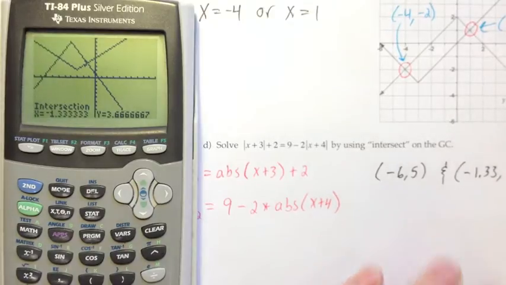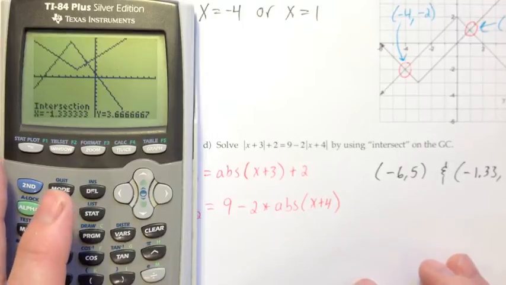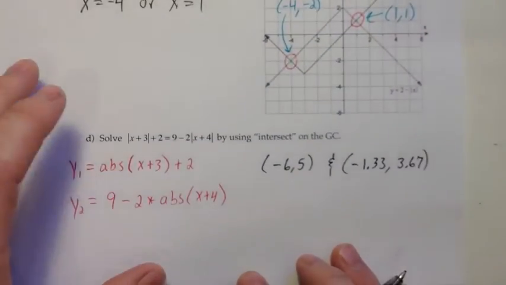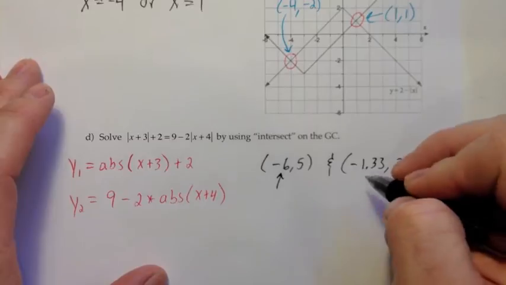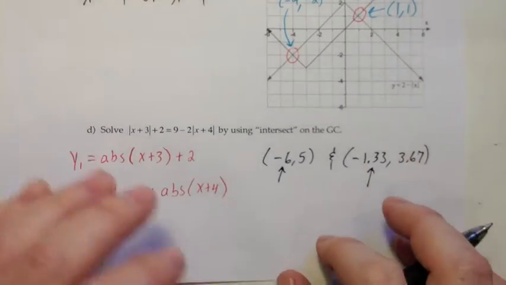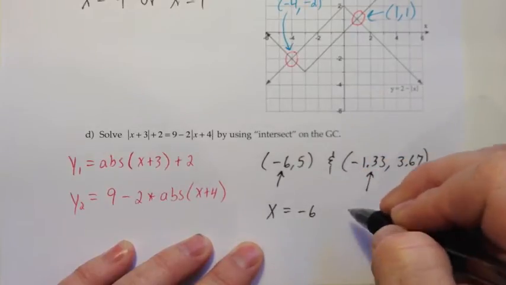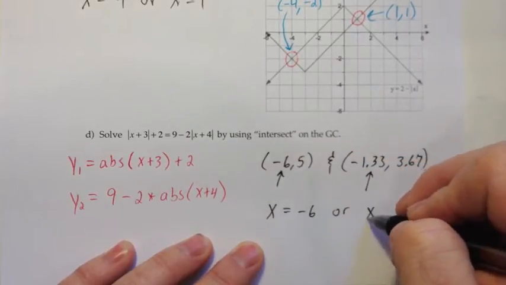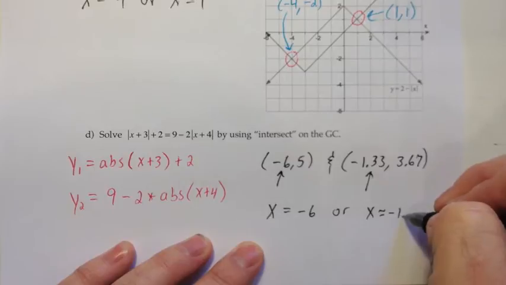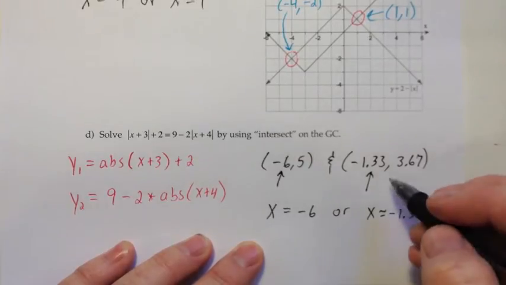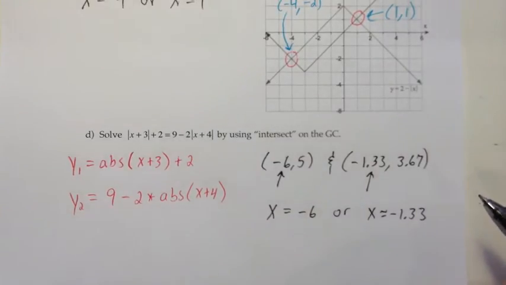3.67. So if we were to solve this using the intersect feature, remember that it's the x that is our answer. So this is one of our answers, and that is the other one. So I would give the answers x equals -6, or we also have the answer x is approximately equal to -1.33, which is -4/3 if we wanted an exact answer.